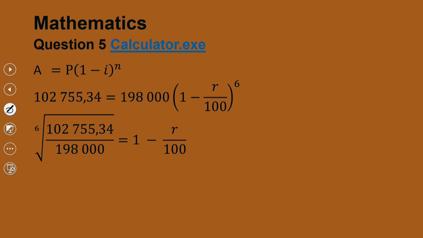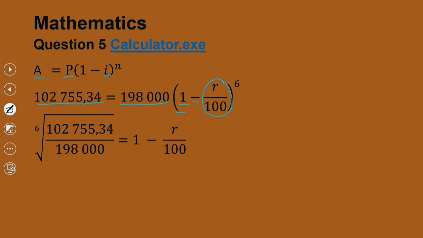So when we substitute, do we have the value for A? Yes, we have the value for A, which is equal to 102,755.34. Do we have the value for P? Yes, which is 198,000. Then we open the bracket, 1 minus, what is the value for I? We don't know I, we know that it is R over 100.